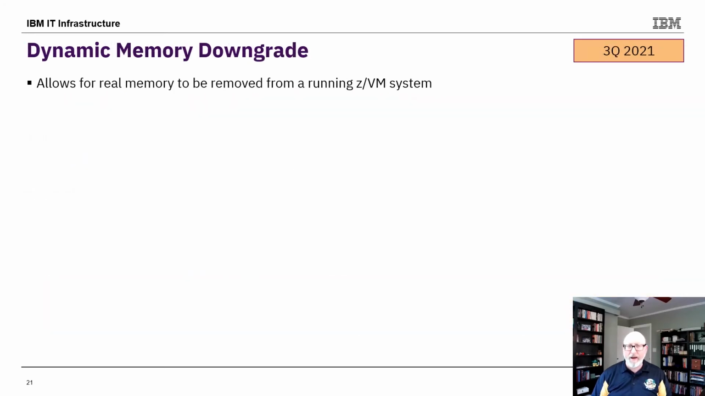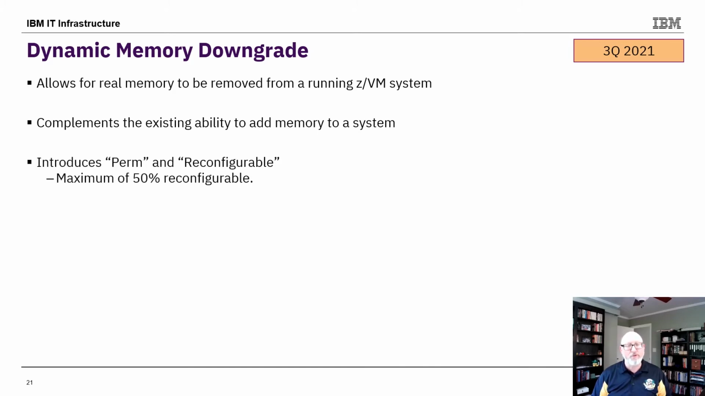Let's talk about dynamic memory downgrade. I mentioned that briefly before, but it is significant, right? And so this allows us to not only add real memory to a running z/VM system, which has been there for a while, but now we can take that memory away. And so this really complements that adding capability. And you can think about a lot of the different cases where we can use that.